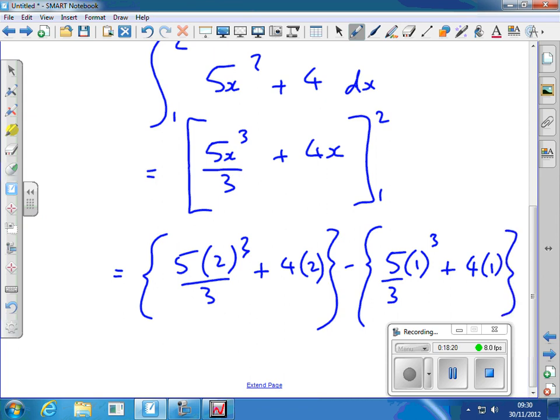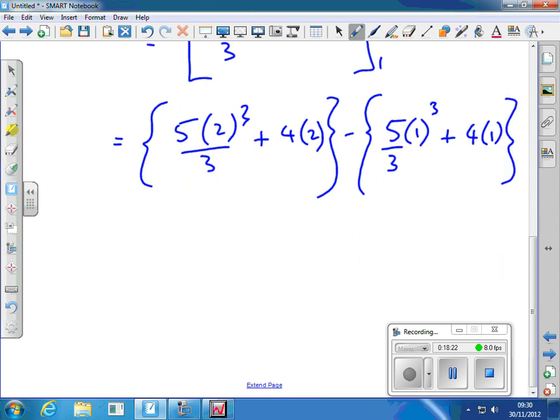And then I work out what that is. So 2 cubed, 2 2s are 4, 2 4s are 8, 5 8s are 40. So that becomes 40 over 3 plus 8, minus 1 cubed is just 1, so that becomes 5 over 3 plus 4.